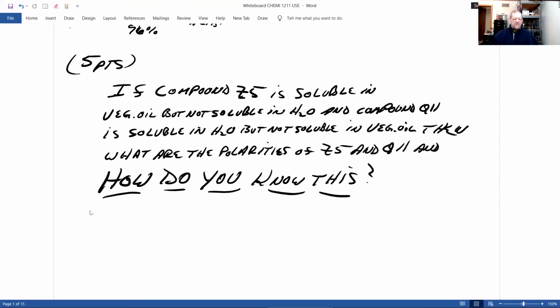All right, I'm going to let you solo on this one. It counts 5 points, it says right on the screen. If compound Z5 is soluble in vegetable oil, but not soluble in water, and compound Q11, I like my new compounds I'm creating, is soluble in water, but not soluble in vegetable oil, then what are the polarities of Z5 and Q11? And the most dreaded words in a question, how do you know this? Your turn.